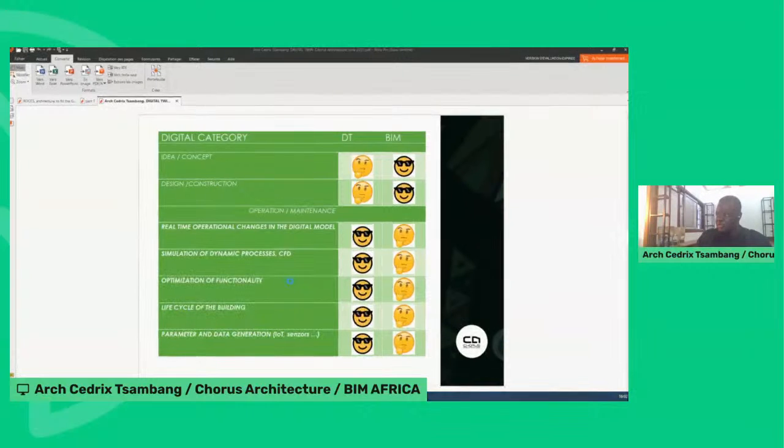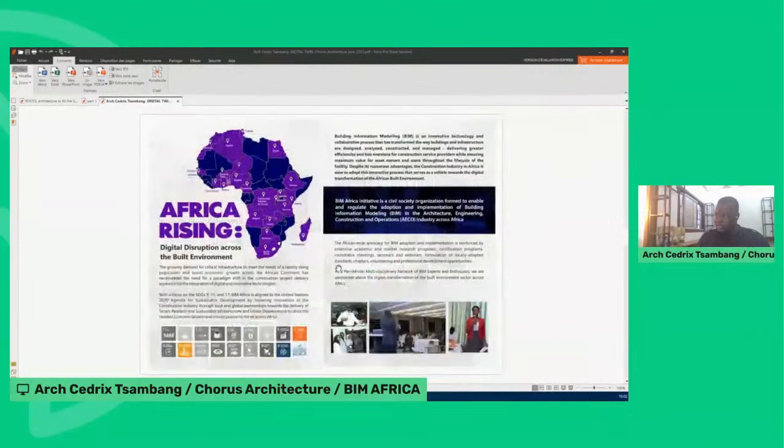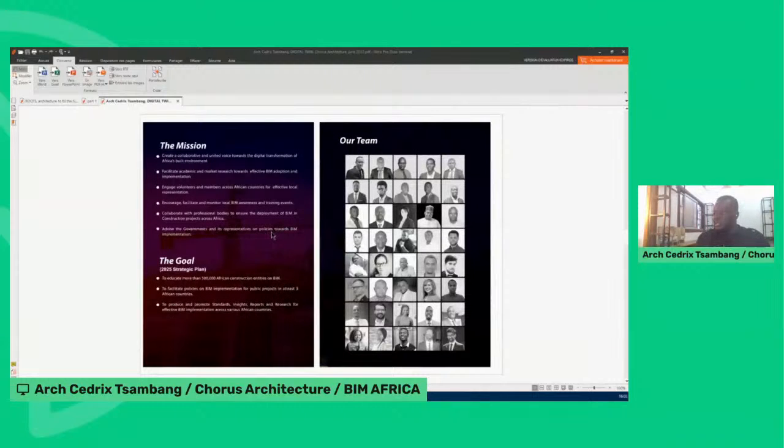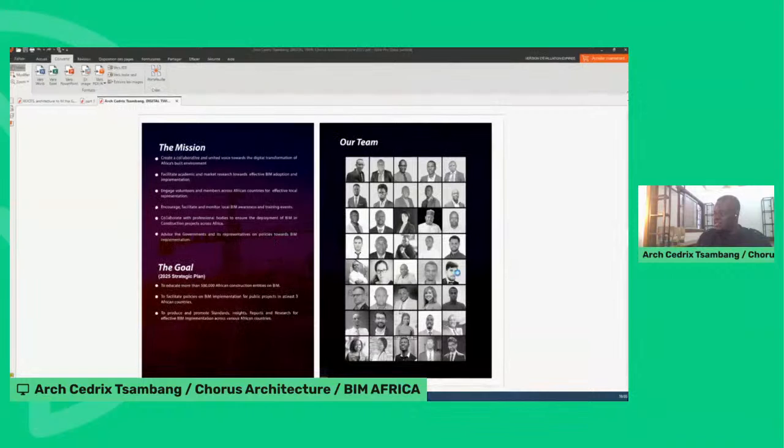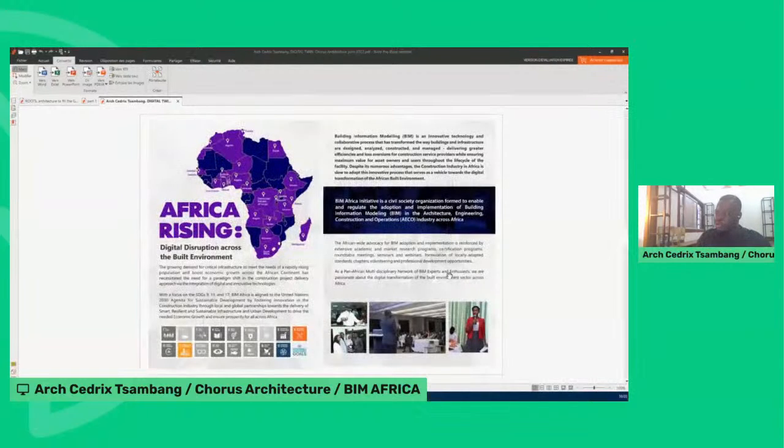So talking of BIM, we have BIM Africa, and the role of BIM Africa is to advocate BIM, obviously. It is represented in almost all the countries in Africa. The mission is to create a collaborative and united voice toward digital transformation of Africa's built environment. So the name can be BIM, but it's not only about BIM.